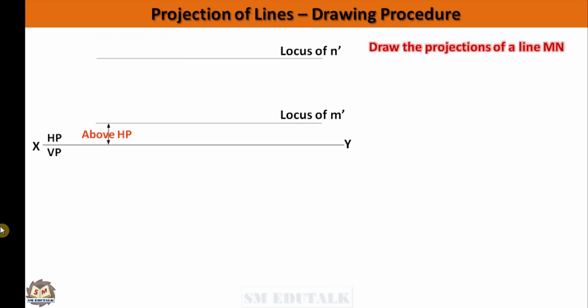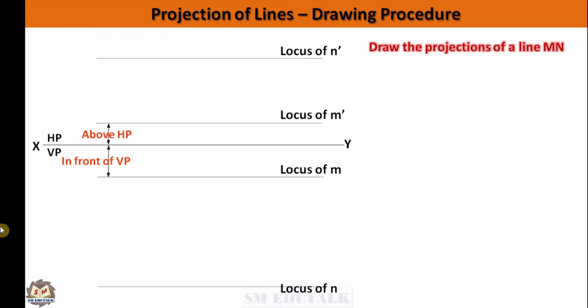To draw this line, either the above HP condition or some other data may be given. Again, one more horizontal line should be drawn below the XY line using the in front of VP condition. This is called the locus of M. Finally, the last horizontal line should be drawn below the XY line. This is called the locus of N. To draw this line, either the in front of VP condition or some other data may be given.